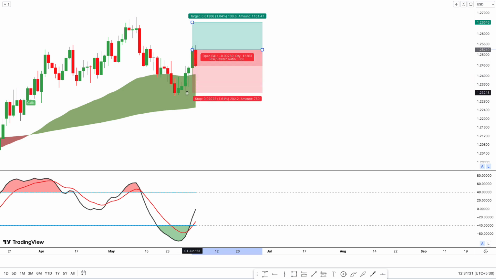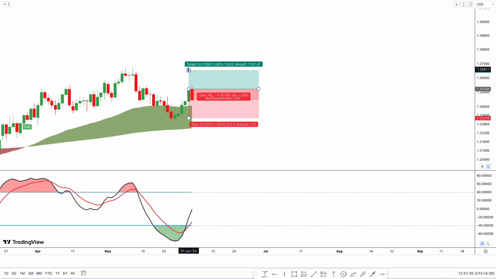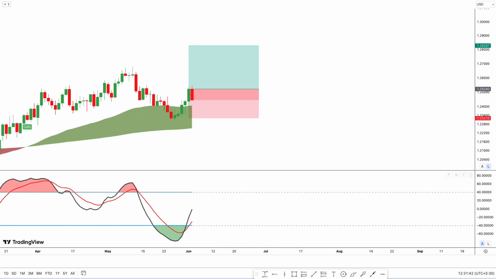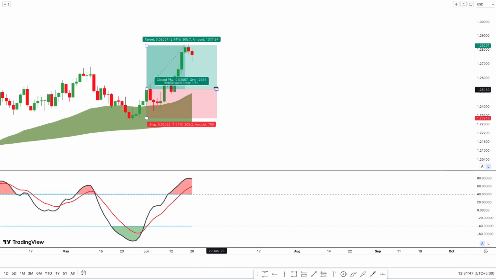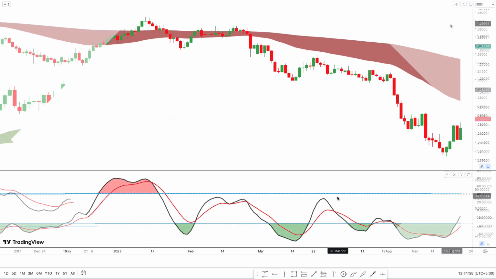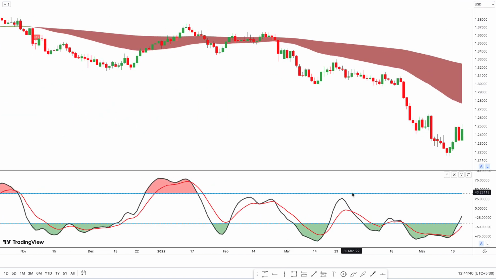The stop loss is going to be set below the most recent swing low. And for the take profit, we're going to set it at 1:1.5 risk to reward ratio. We let the trade run and take profit. For short trades, we're just going to reverse all the conditions.